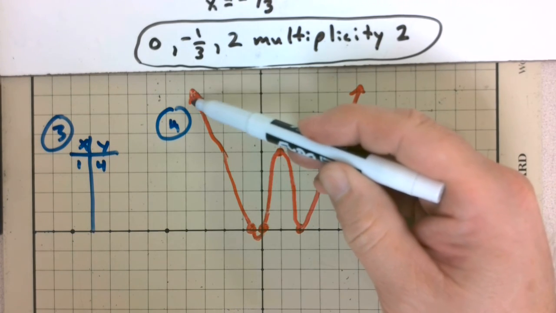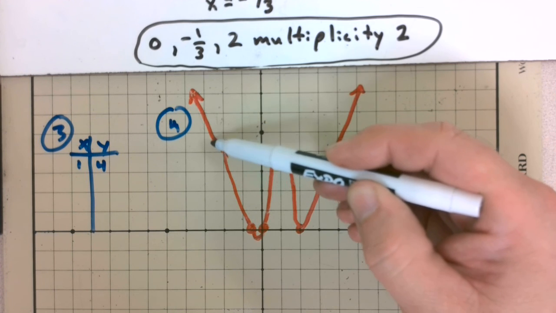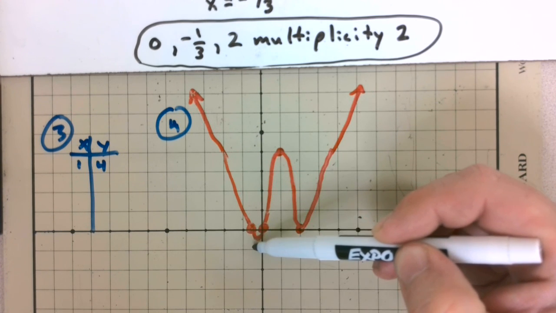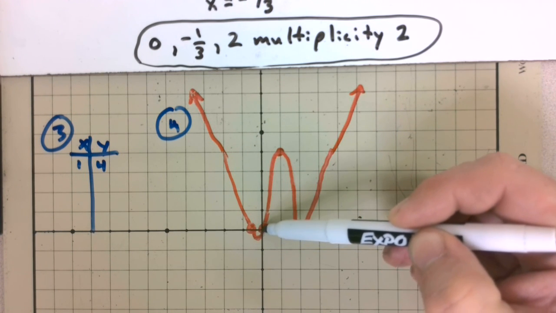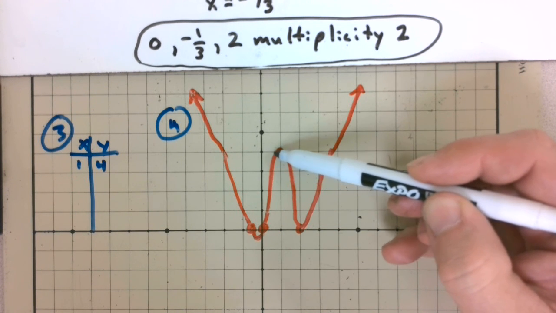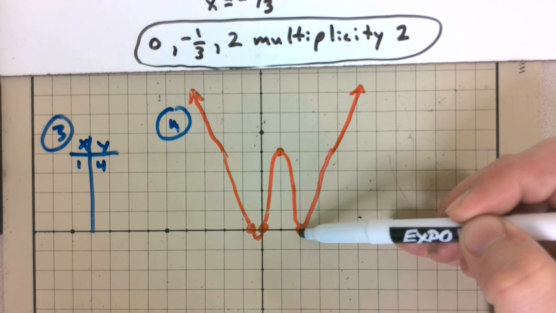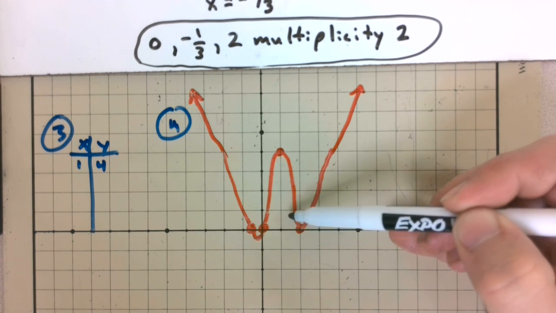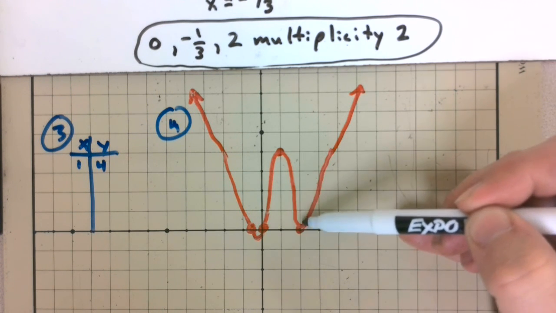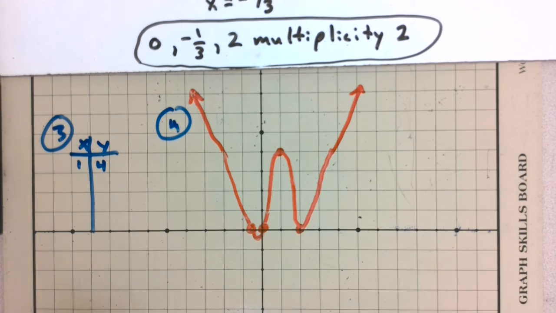So you should see a graph that starts up here at the top, comes down and goes through -1/3, turns around and then comes back up through 0, 0 again, hits the point 1, 4, eventually comes down and hits 2 on our x-axis, then bounces. It doesn't go through, it bounces and then goes back up to finish the graph.